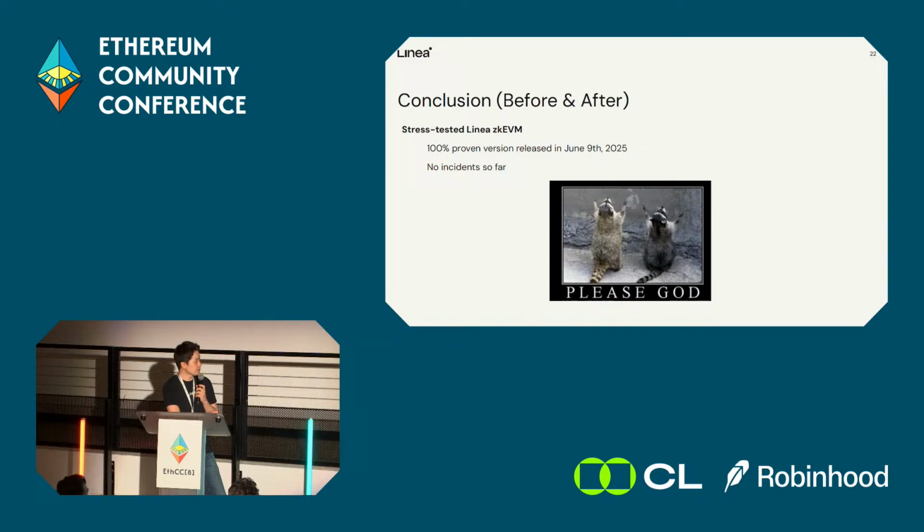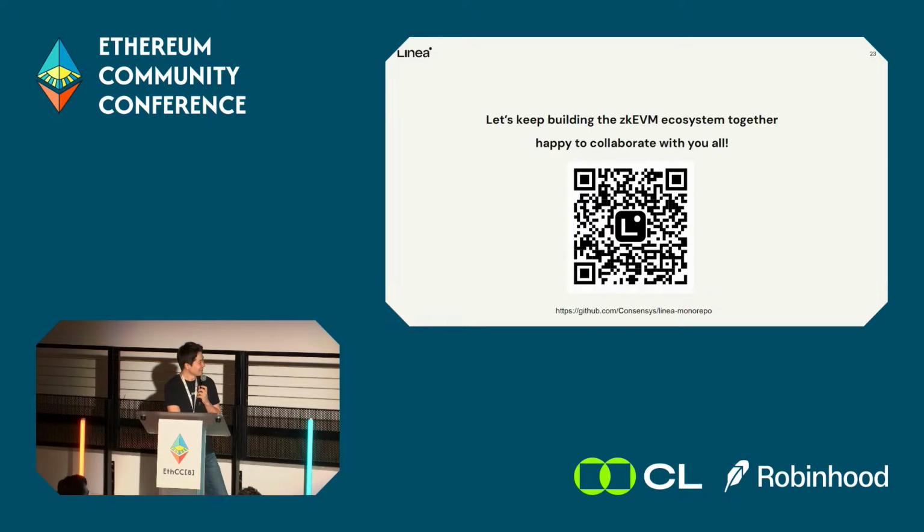So this is the conclusion. Before, we would just deploy and pray for no errors. But right now, after this testing framework and testing phase, we are always happy to deploy, and we have been 100% proven since June 9th, with no incident so far. There are not many zkEVM projects out there, so I hope we can keep building the ecosystem together, and I'm happy to collaborate with you all. Thank you so much.